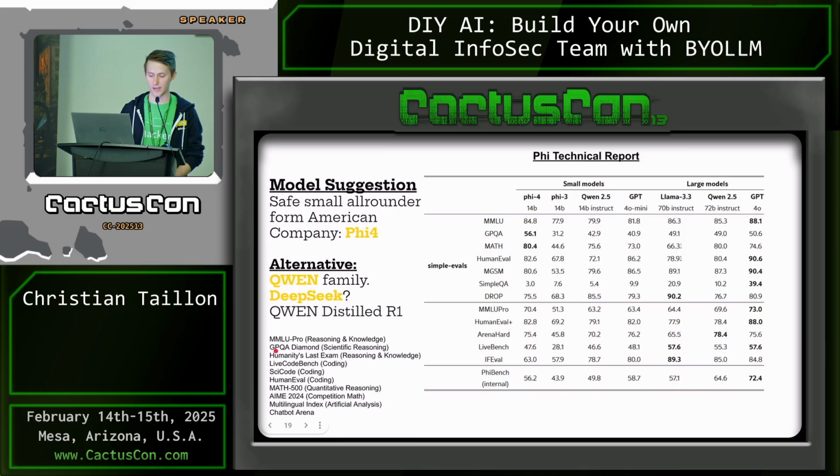So scientific reasoning, you can kind of get an idea. Most of these, you'll see this image a lot when you're looking at models. Their scores on these tests are really common, so you can kind of see what we're assessing in each of these. It's good to know what those terms mean.